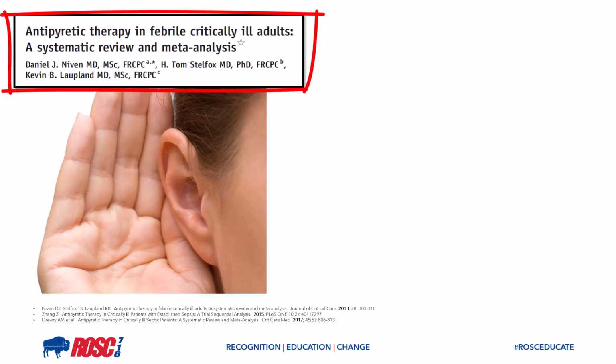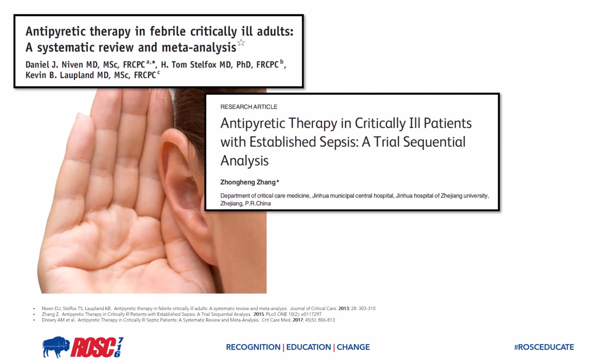Antipyretic therapy in febrile critically ill adults. This included 5 randomized controlled trials, and it showed no effect on mortality. That is, treating fever with antipyretics did not decrease mortality. The next paper was a sequential analysis in 2015. It included 6 randomized controlled trials, antipyretic therapy in critically ill patients with established sepsis, and again, it demonstrated no mortality reduction with treating fever with antipyretic therapy.